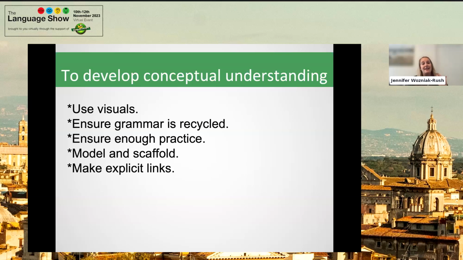And again, as I kept repeating in that webinar, ensure that enough practice is being given and make sure that you model and scaffold when appropriate, and also try to make explicit links to structures within their home language as well. We've got loads of EAL pupils in my school, so making the links with their home language where appropriate supports them to identify and make those links.